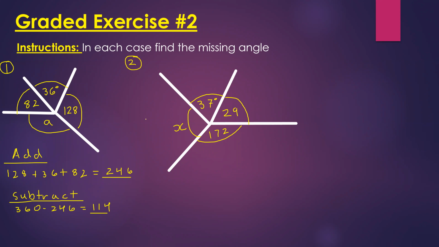Destiny. So you add 172 plus 29 plus 37. Okay, so we add. So we have 37 plus 29 plus 172. And that's going to be what? What do you get when you add them, Destiny? 238. Very good. 238.